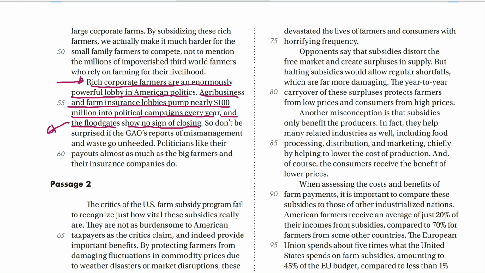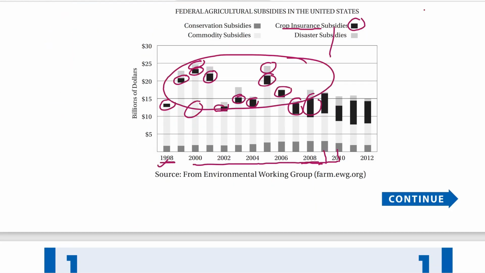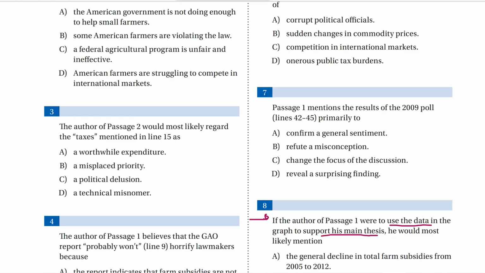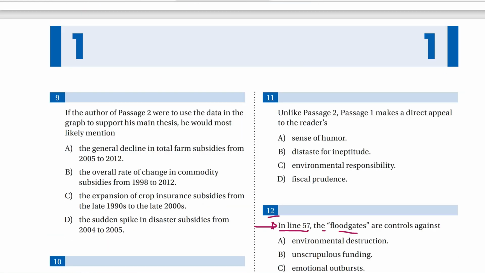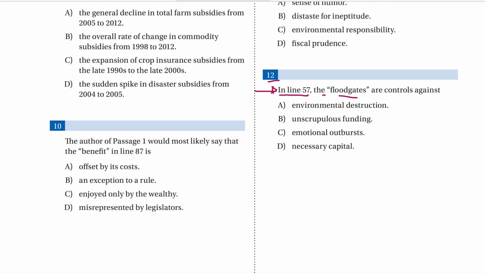So floodgates here. Do you remember what we said? The tap is not closed. The tap of what? The tap of corruption. The tap of corruption won't stop. I know you might have some difficult vocab, but for sure I will never go for environmental destruction. That's for sure. I will never go for emotional outburst. When you have got something to reveal to someone you are close or intimate to, it's not necessarily capital. Is it necessary capital? Is it money which is necessary? No, of course. But it is unscrupulous funding.